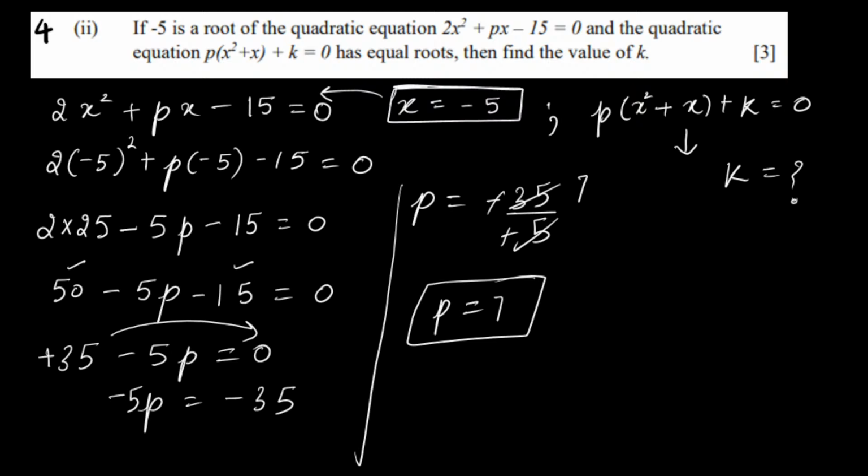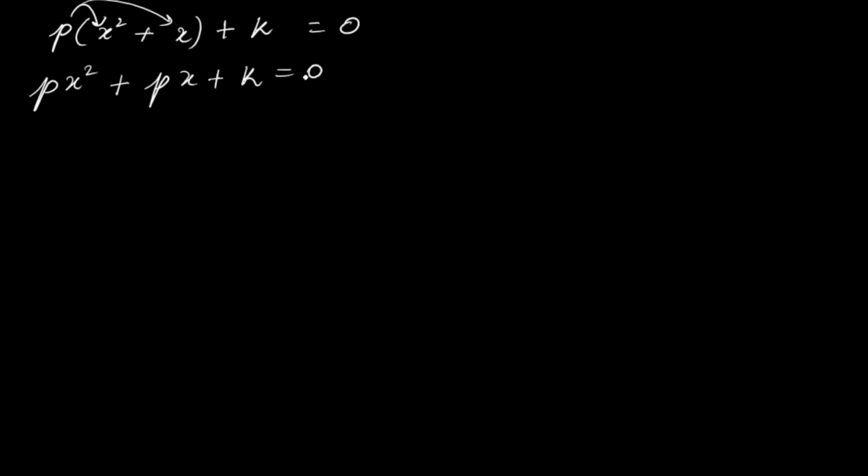Now there is another equation, p into x square plus x plus k is equal to 0. This is the quadratic equation. So p's value we found as 7. First of all, if I multiply p, it will become px square plus px plus k is equal to 0. So p's value we got 7, so that value of p we can substitute here. So it will become 7x square plus 7x plus k is equal to 0.